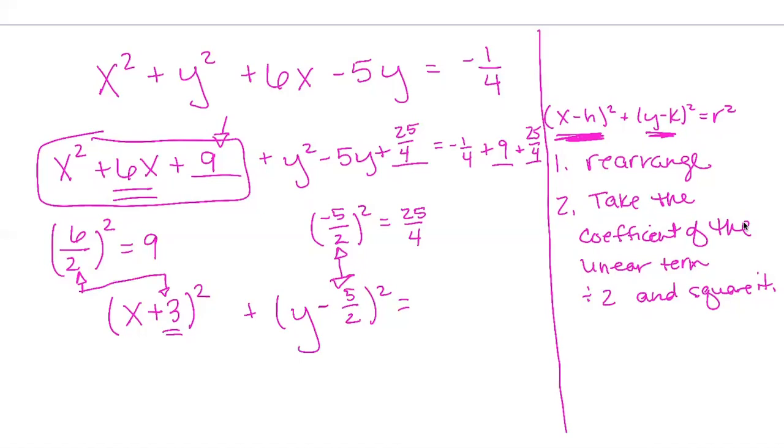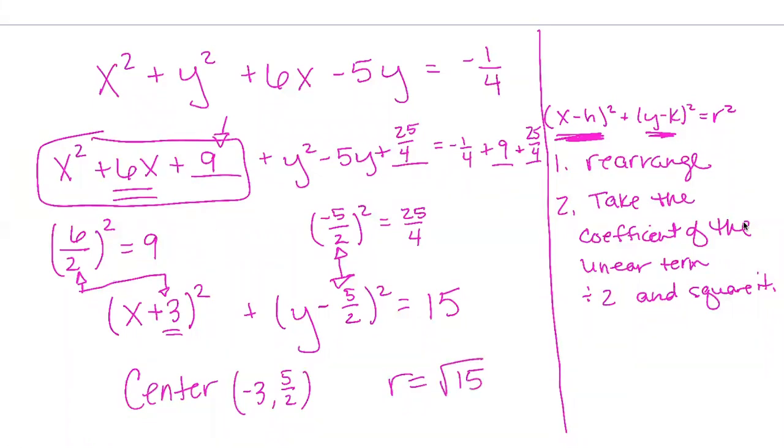Equals, now we have to simplify. We're going to combine these numbers on the right-hand side. We have negative 1/4 plus 9 plus 25 over 4. If we add the fractions, that gives us 24 over 4, which is 6. 6 plus 9 is going to give me 15. Once we have that, we can determine our center and our radius. Our center would be negative 3 and 5 halves, and our radius would be the square root of 15.